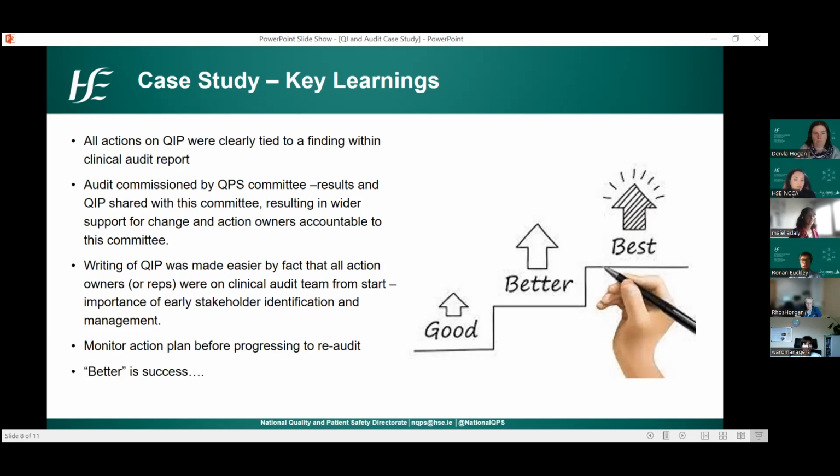So it's not just on the clinical audit team to make sure that these actions are done. That's handed to the committee.